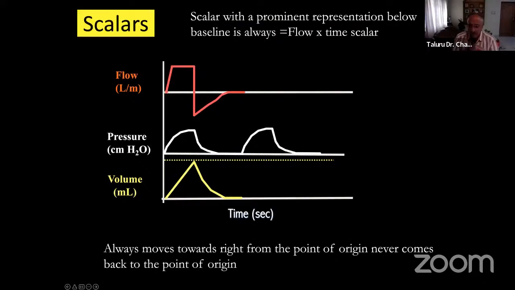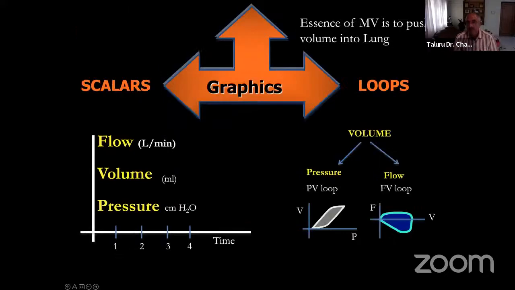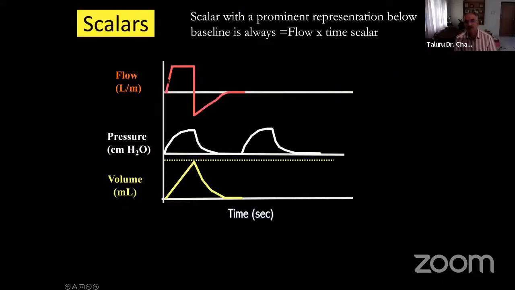Whenever we see a scalar, the way to identify it is that it always starts from one point and goes to the right. It starts from a point and never comes back there. It goes from one point towards the right. That is one way of looking at it. And whenever you see a major representation below the baseline, you can be sure that it is a flow kind of loop or scalar. Whenever there is a representation below the baseline, flow has to be a component. So it will be a flow versus volume loop, and here it will be a flow versus time scalar.